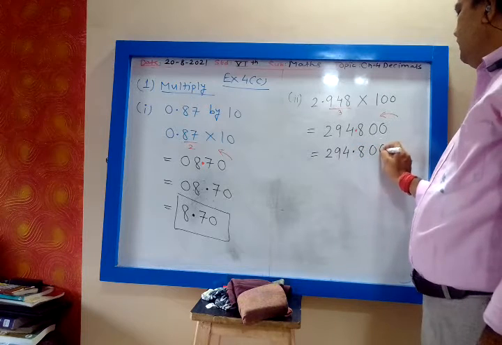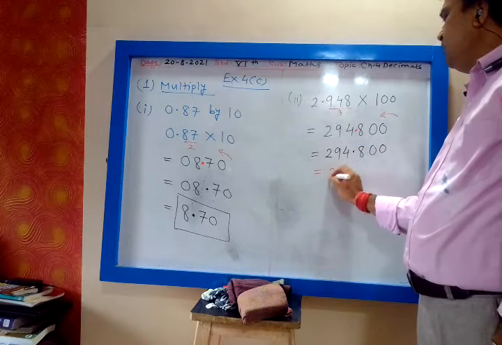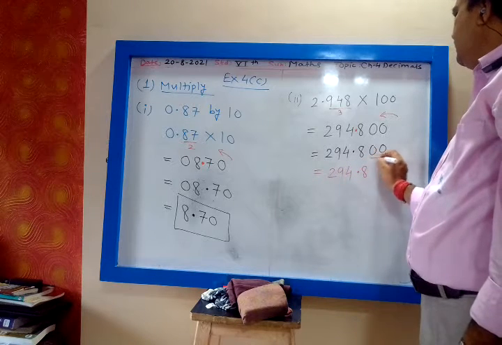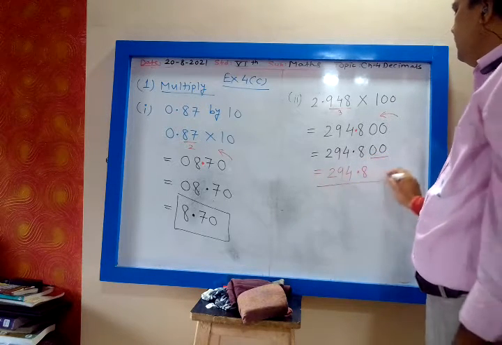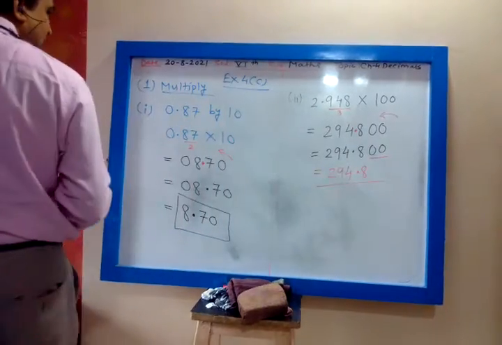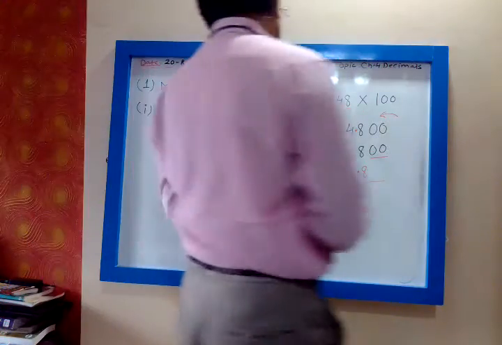294.800. Now 800 is the same as 8. The answer is 294.8. Okay? These two zeros I can remove. 294.8 is the answer. Yes? Yes. Now the third one.